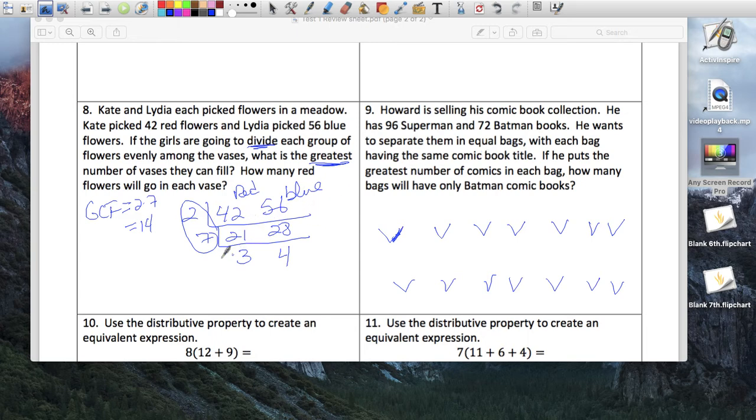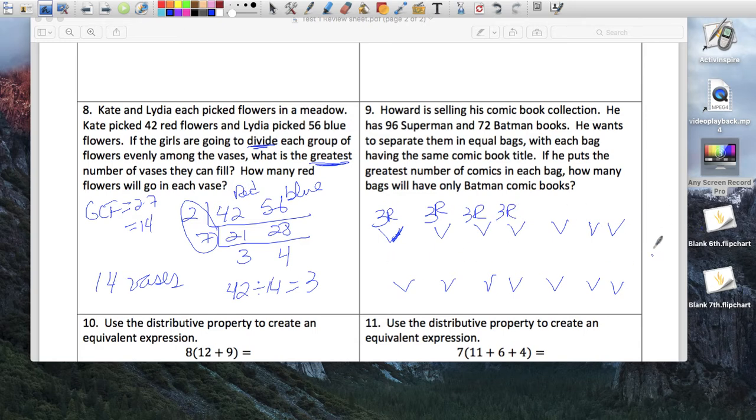And in each vase, so what's the greatest number of vases they can fill? So the first answer would be 14 vases. And how many red flowers will go in each vase? So I know there's 14. How many red flowers do we have? 42. 42 divided by 14 equals 3. So it's going to be 3 red flowers. I'm going to write 3R. 3 red, 3 red, 3 red.